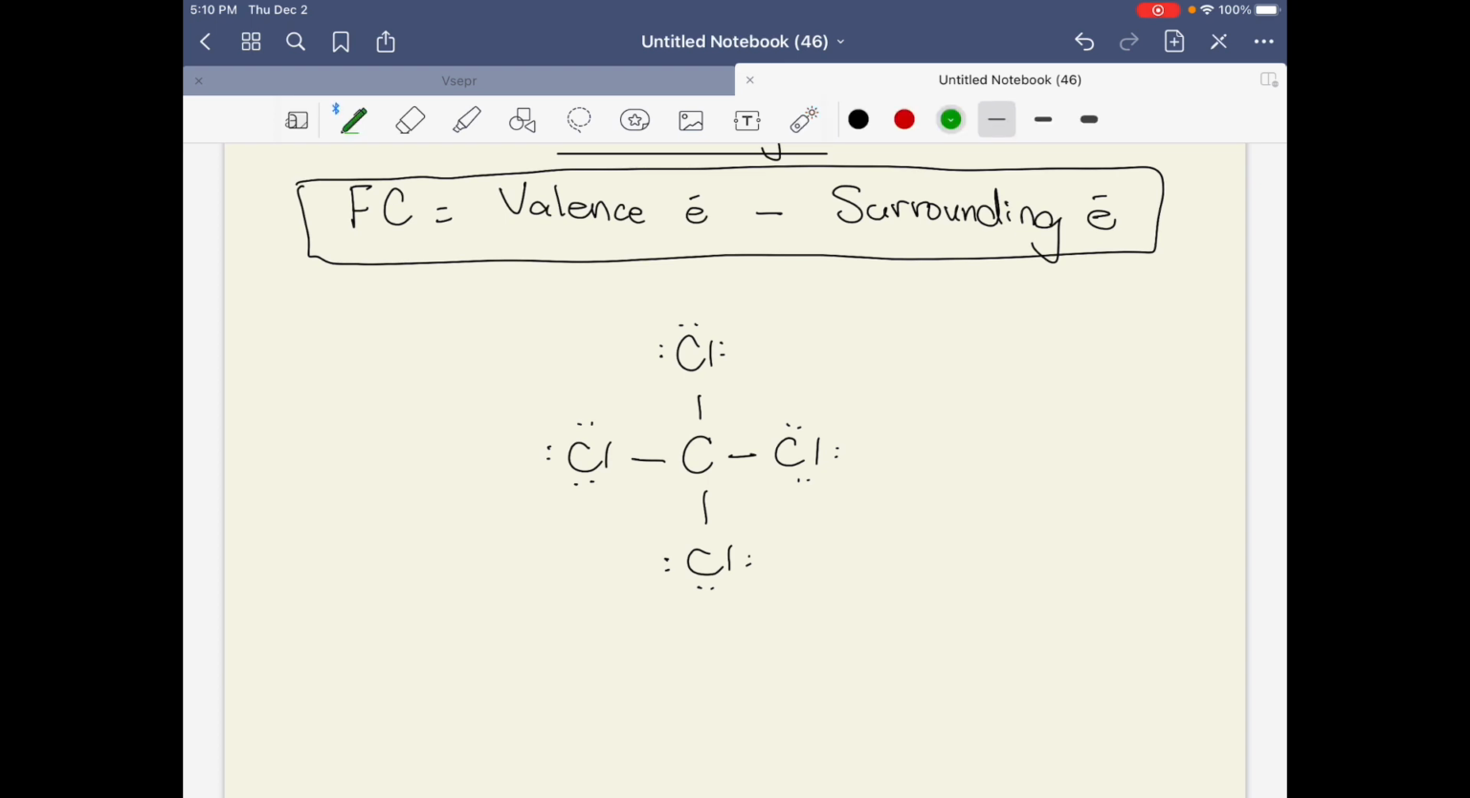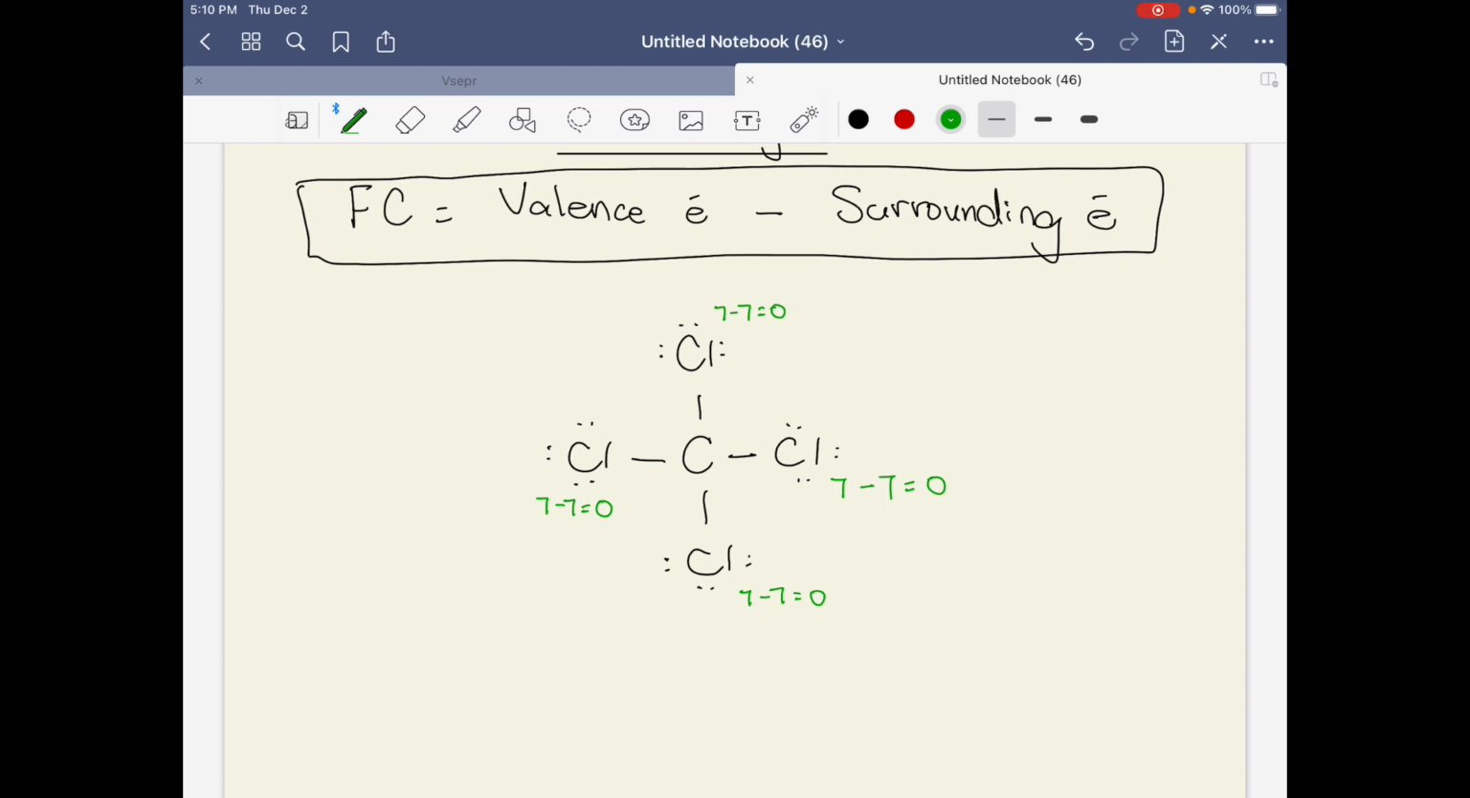But let's do one. So how many valence electrons does chlorine have? Well, it has 7. Minus how many are surrounding it right now? Well, let's count. 2, 4, 6, 7. Okay. 7 minus 7, that's 0. Now, if you look at the other chlorines, they're all in that same situation. 7 minus 7. 7 minus 7. And 7 minus 7. So far, all the chlorines are pointing to neutral.